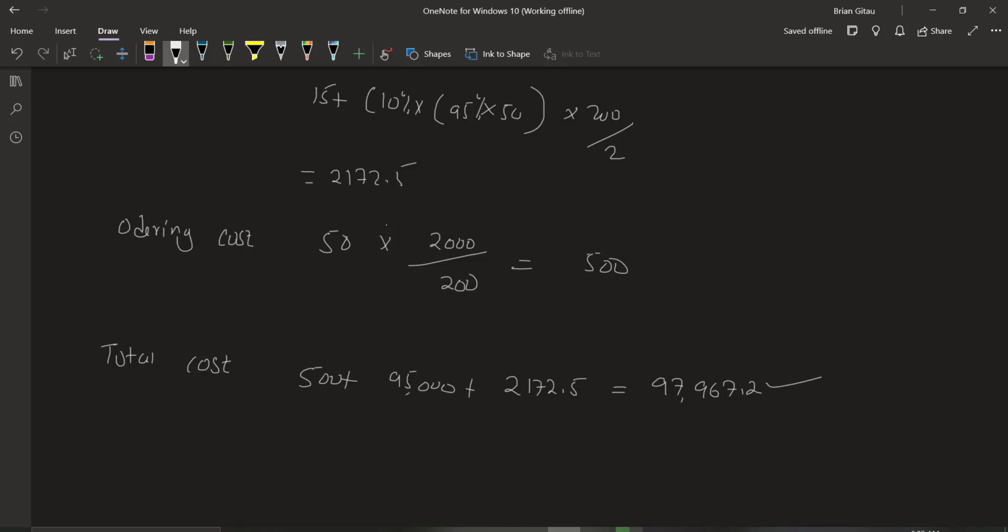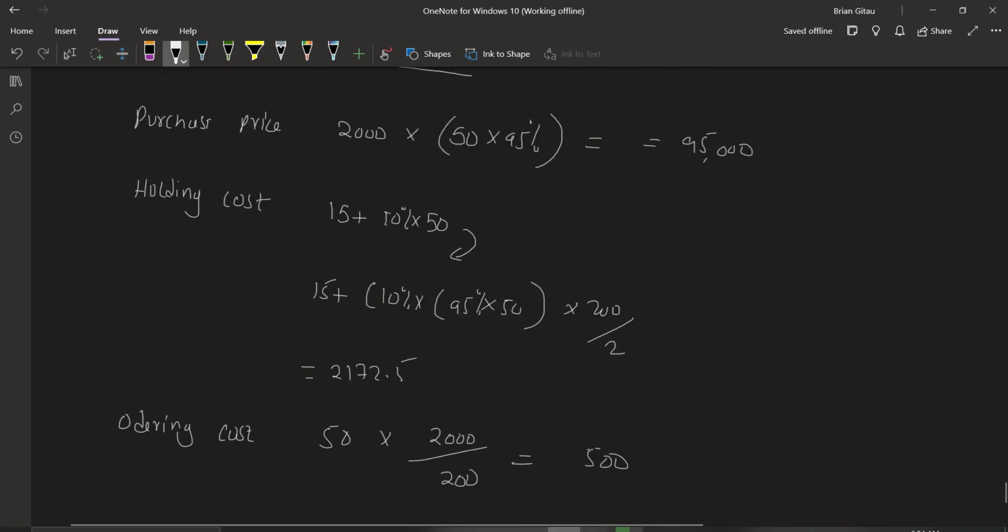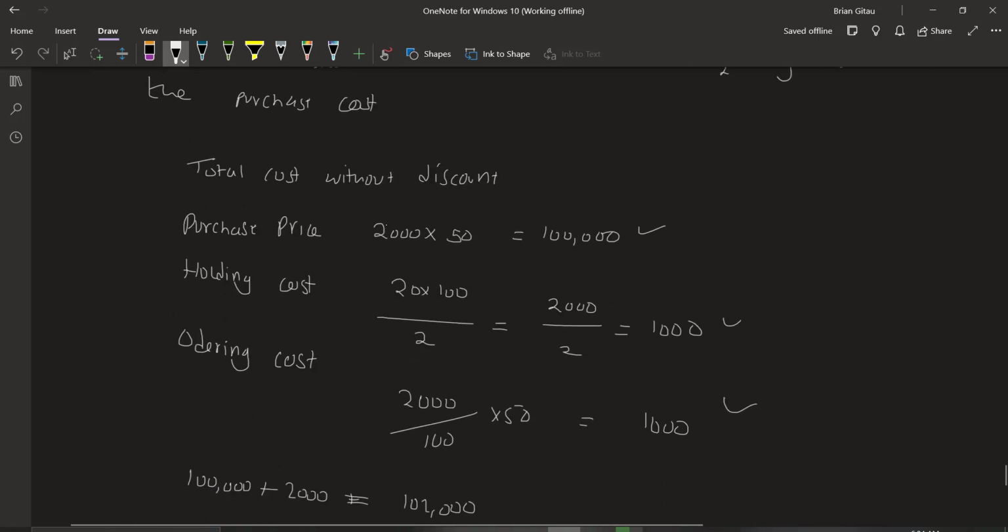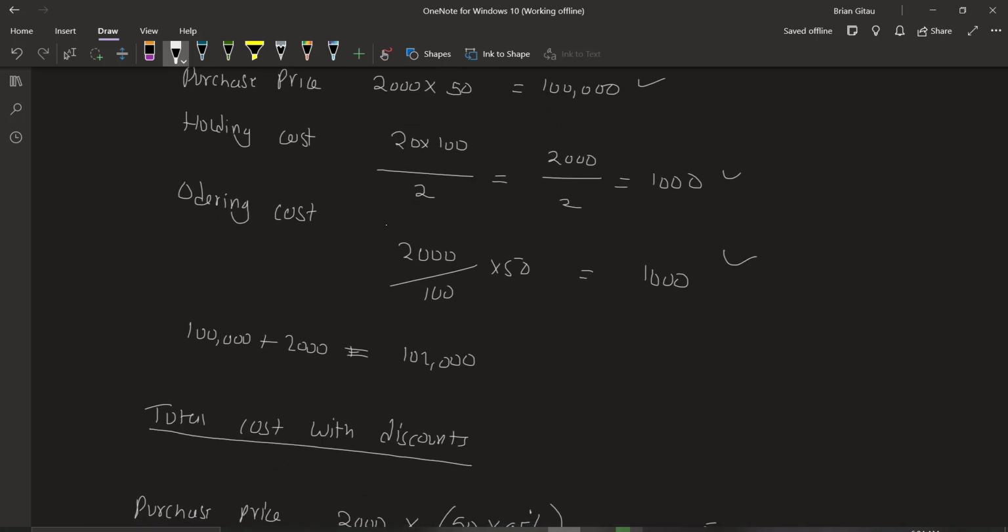Now we can advise the management to go ahead and take the discount and order 200 units per order, because this is actually giving them a lower cost of about 97,000, whereas without the discount we got a total of 102,000. So that is how we would incorporate cash discounts on purchases, and that marks the end of management of inventory. And in the next session we will look at management of cash.